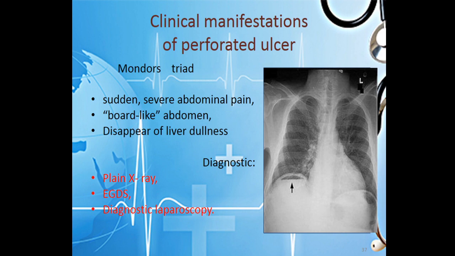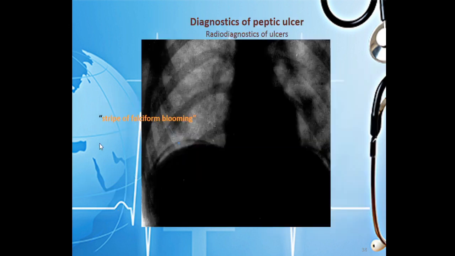If you see a patient with this clinic, you should order only one investigation: plain X-ray. I repeat, plain X-ray. You don't make EGDS. You don't need diagnostic laparoscopy; we can talk about it later. So only one investigation if you suspect perforation, plain X-ray, because you can find a stripe or falciform lucency on the right side of the diaphragm.